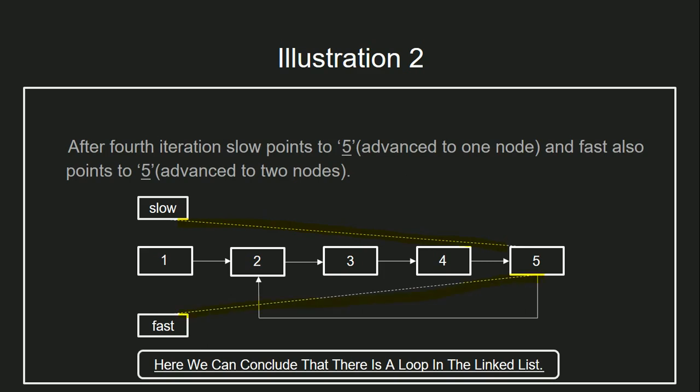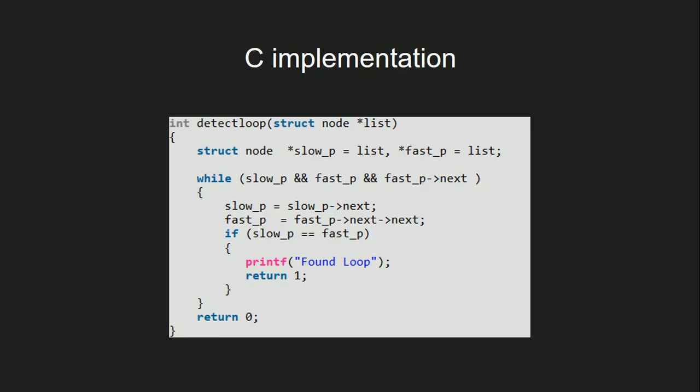Now let's understand the C implementation of this pseudocode. Here the detect loop function is used, passing the head of the source list as a parameter for checking if the list has a loop or not. We are initializing the slow pointer and fast pointer with the head of this list and checking for the condition that slow and fast and the next of fast pointer are not null. If not, then the slow pointer will be advanced by 1 pointer, the fast pointer will be advanced by 2 pointers, and if they meet at any instance, that is they both are equal, we will return true.